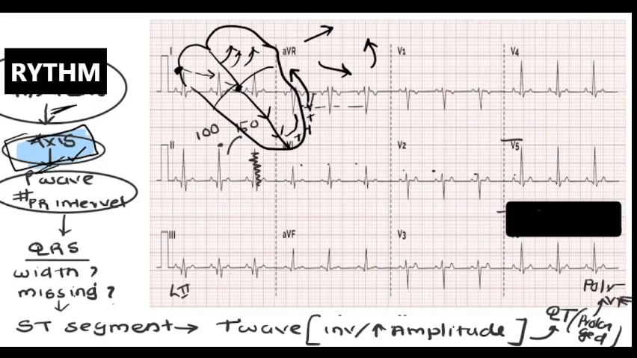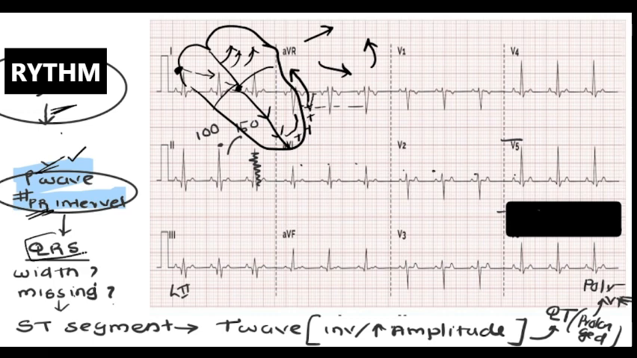So far we have done how to calculate the rate, then rhythm, we have finished rhythm, then axis. After that we will look at the P wave morphology. I have discussed this earlier: where we see an absent P wave, a tall P wave, a wide P wave. Then the PR interval. After looking at the P wave, we will check the PR interval. Why is the PR interval important? To check for heart block.